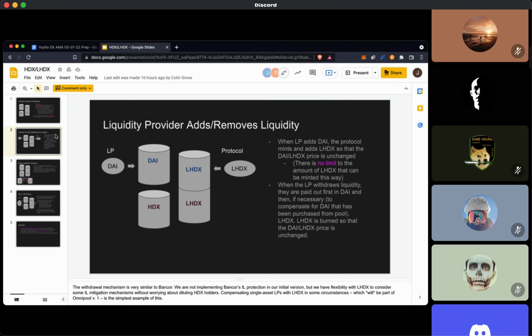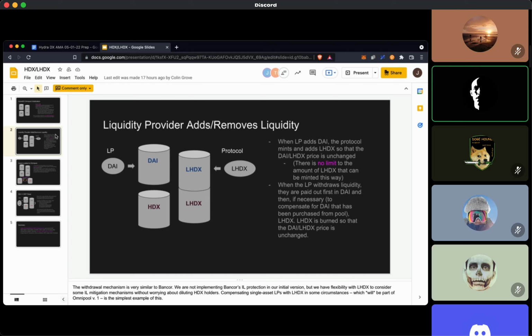So it's important that we have an algorithm, an AMM, where when a liquidity provider adds liquidity, prices don't change. In order to attain that, the protocol needs to be able to mint whatever the central token is, so LHDX here, to match the DAI that's been added. It's important to note that there is no limit to how much LHDX can be minted this way.